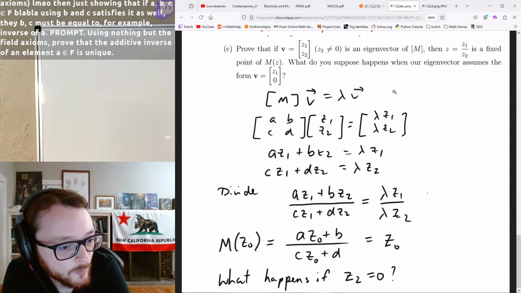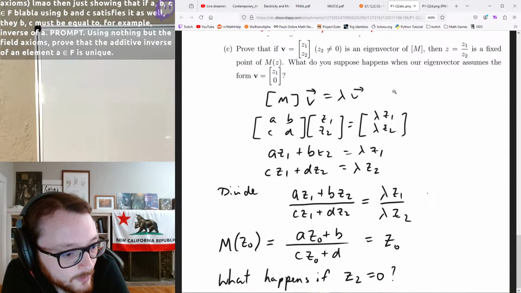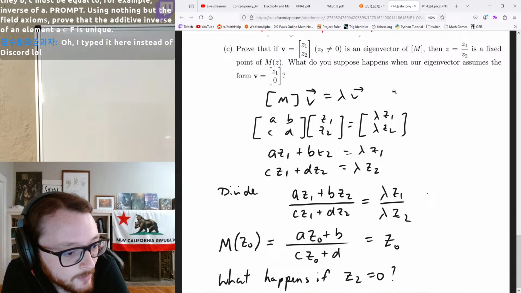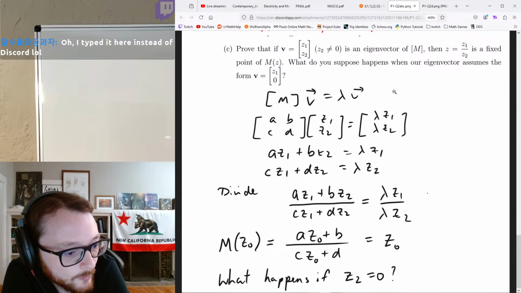How do you approach this? I'm currently in the process of just showing additive identities, or all the field axioms, then just showing that if A, B, C belong to F, blah, blah, blah, using B and C satisfies it as well. If A, B, C must be equal to, for example, the inverse of A. Prompt: using nothing but the field axioms, prove the additive inverse of an element A belongs to F is unique.